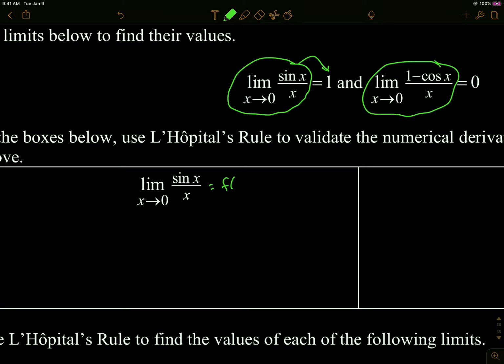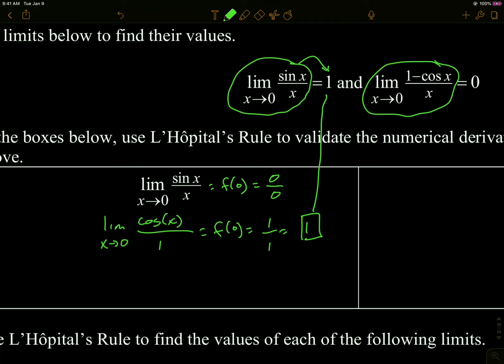So first of all, I try direct substitution, and I get sine of 0 is 0 over 0. So that's an indeterminate form. So now I can apply L'Hopital's rule, take the derivative of the top, and then take the derivative of the bottom, retry direct substitution. Cosine of 0 is 1, over 1. So I get 1. And that's what we said that limit is. So again, L'Hopital's rule just made this a lot easier.